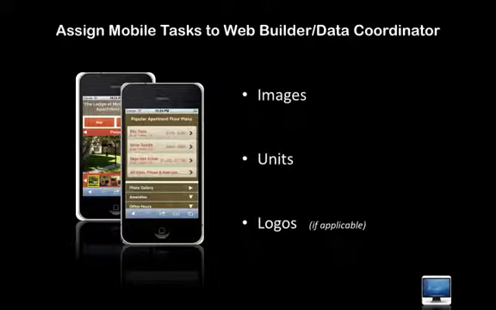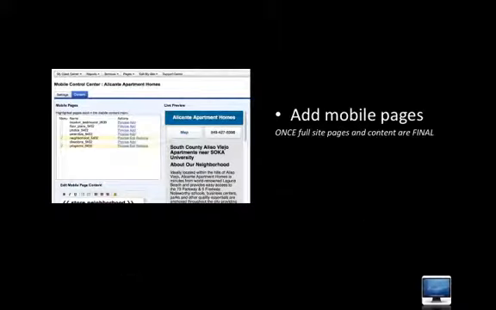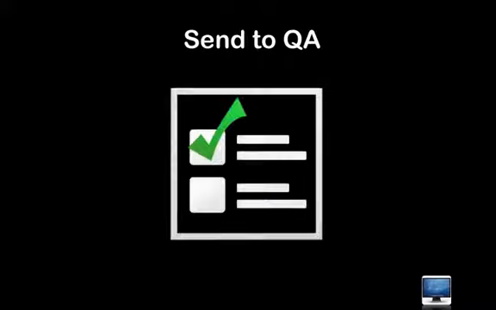The web builder or data coordinator can start to build mobile tasks prior to the completion of the style sheet. They may select images and featured units prior to the completion of the style sheet, and logos if applicable. Once the full site, pages, and content are final, the web builder can complete the mobile build by adding mobile pages.